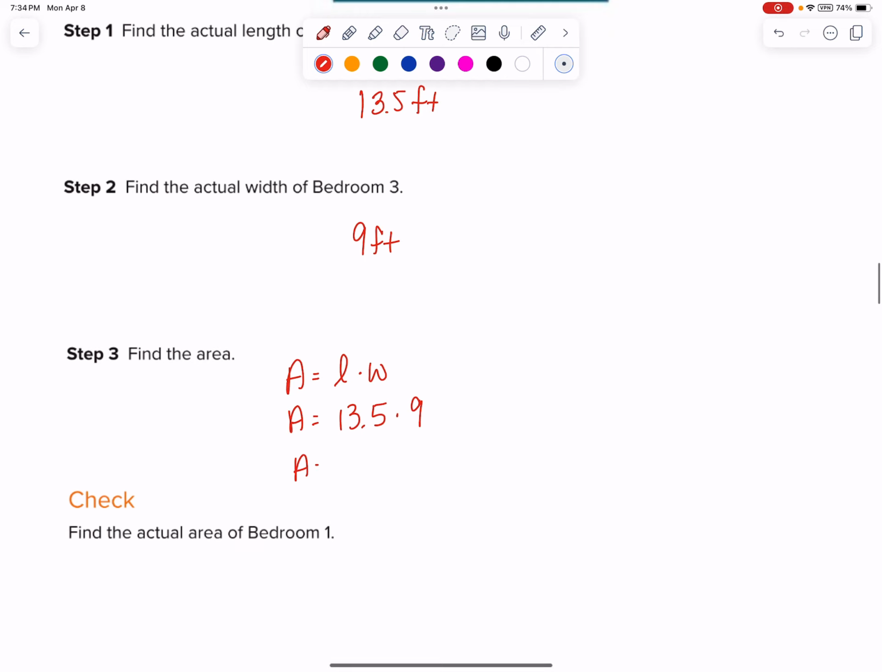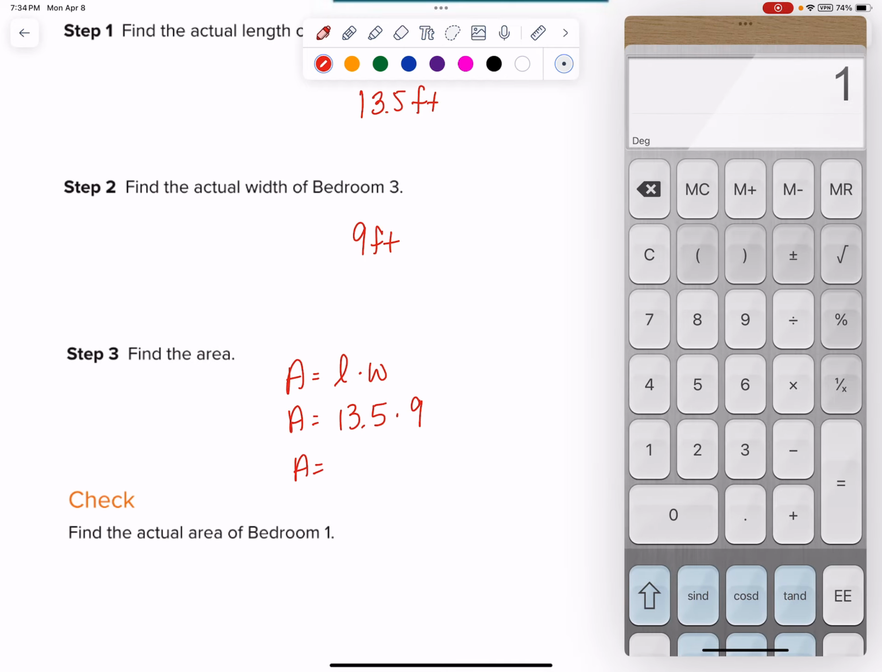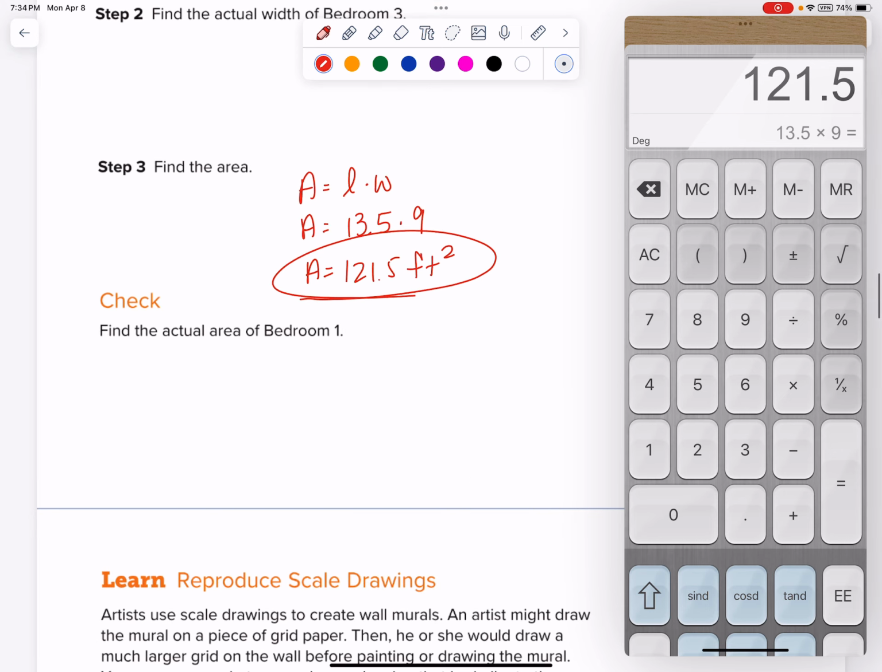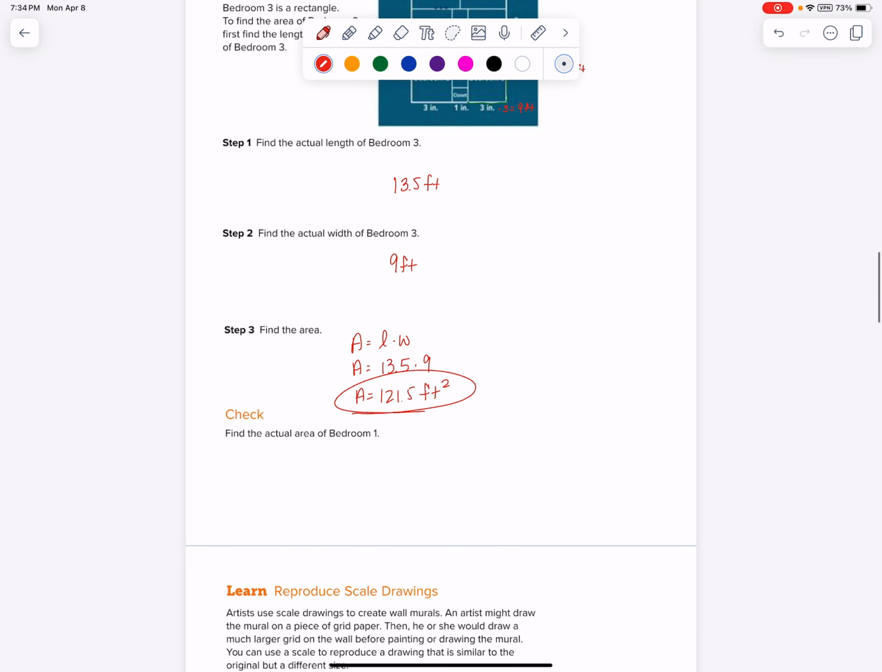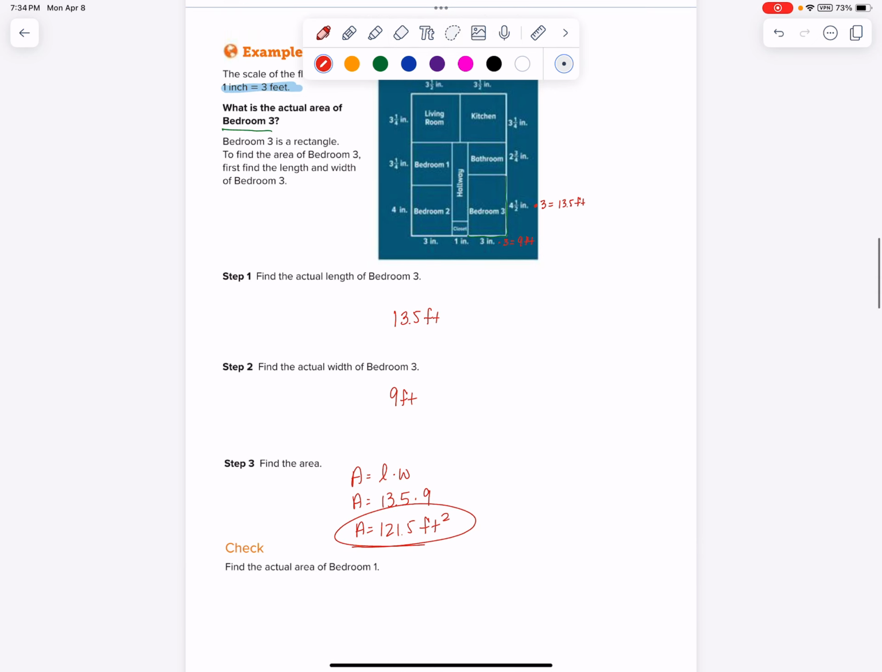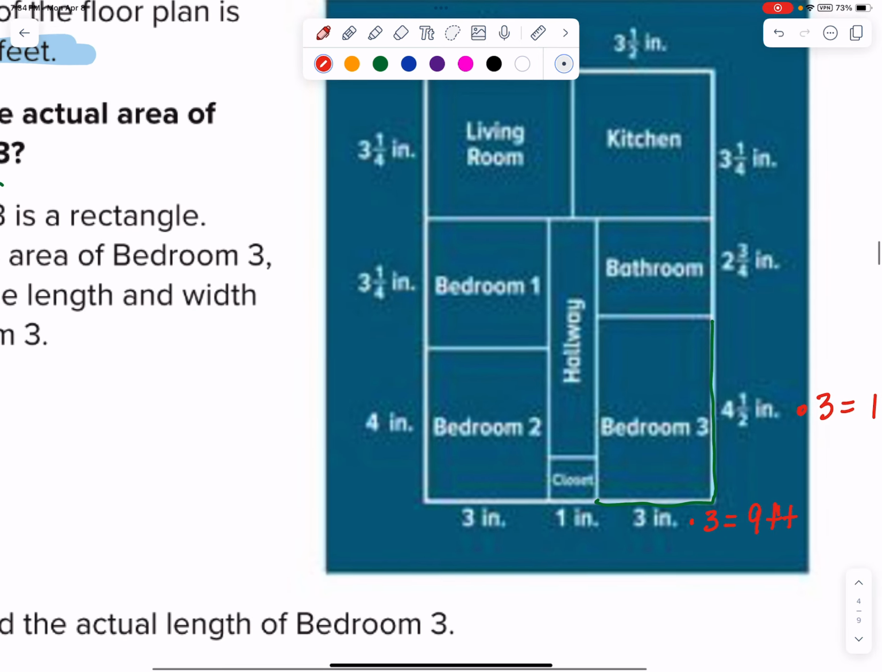And so what is that in feet squared? 13.5 times 9 is 121.5, and we need to make sure we put feet squared, and there we go. Okay, so that's the actual area of that. Now the check is, what about bedroom 1? So you can pause and do that on your own.